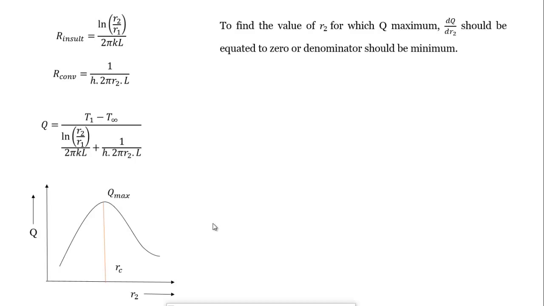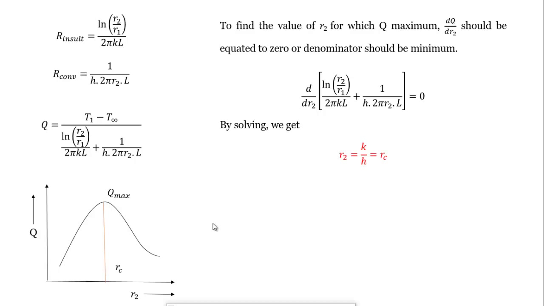dQ upon dr should be equated to 0, or the denominator should be minimum. So we differentiate the denominator with respect to r and equate it to 0. By solving, we get R2 equal to K by H, which is RC. We don't require the derivation; we require only this formula, K upon H. So this is the critical thickness of insulation for the cylinder.